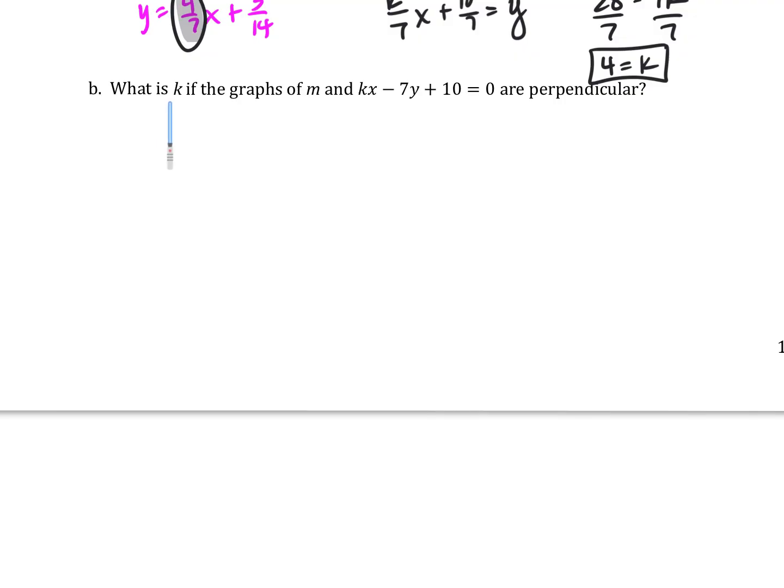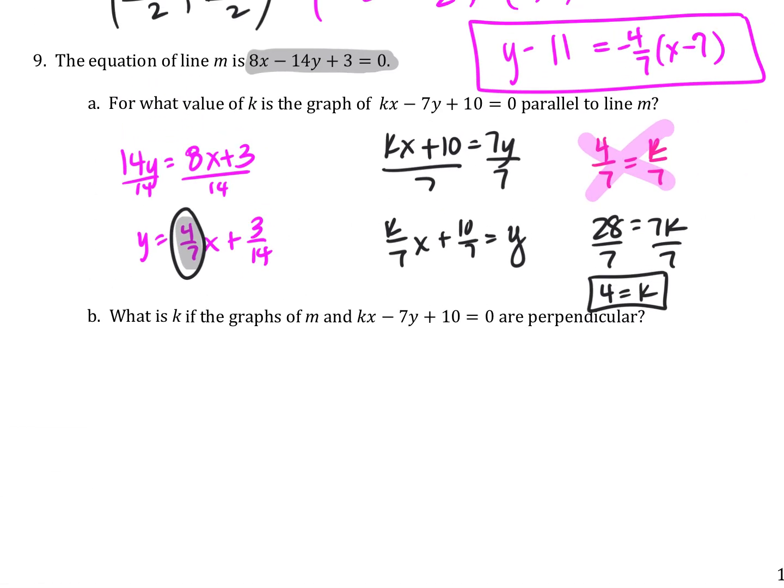What is K if the graphs of M... Oh, let's go back up to here's my M. Here's M. This one still applies. And this new equation, actually, no, it's the same equation. They're perpendicular. So I haven't changed anything. They just want to know what is K in this same equation. Would K be something different if they now needed to be perpendicular and not parallel?